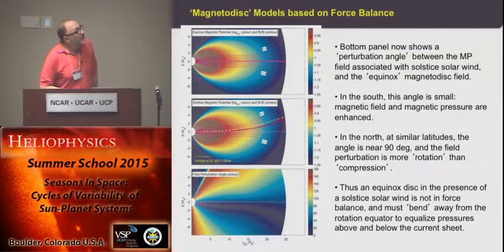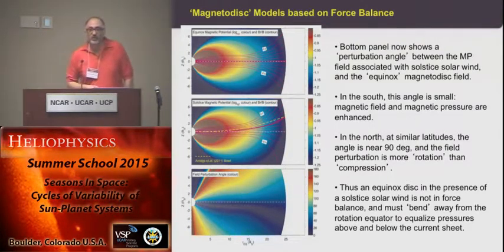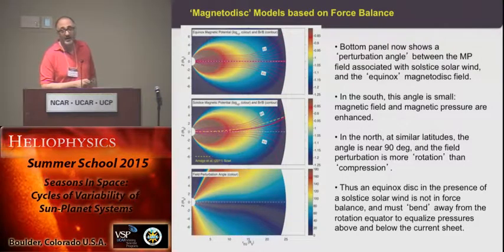What we can also do using this kind of modelling approach is to ask the question, what would happen if we placed a planar equinox disk into a system which had a solstice-type solar wind direction. So the bottom panel here essentially summarizes the results of answering that question. And what we show here is a perturbation angle between the magnetopause fringing field associated with that solstice solar wind direction and an equinox disk field. So in the south, that angle is small, which means that the perturbation is a compressional one, which tends to increase magnetic pressure.